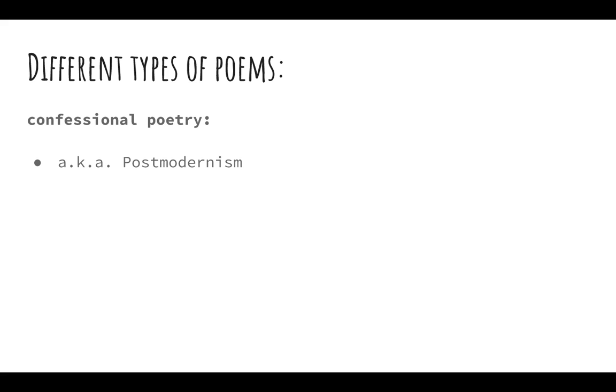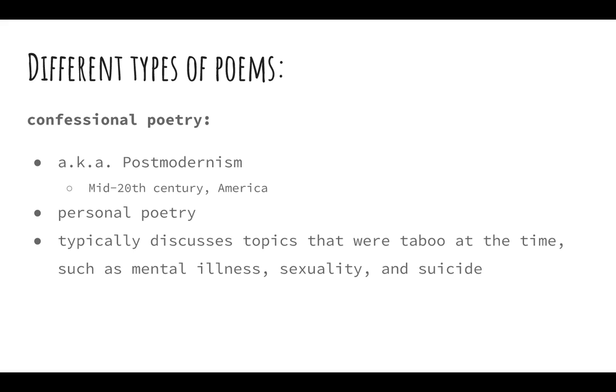Confessional poetry. Sorry, I don't think I put this on the title slide, but this is another important one. Confessional poetry most often comes up within postmodernism, which was a big movement during the mid-20th century in America. It's very personal, thus the word confessional, and because it is personal, it typically addresses topics that were not seen at the forefront of conversation at the time. So mental illness, sexuality, suicide, all things that were kind of swept under the rug, kept taboo. People would only whisper about them, not really speak out loud. So this was a form of poetry that really highlighted that and broke down, not all, but definitely some stigma around talking about these things.